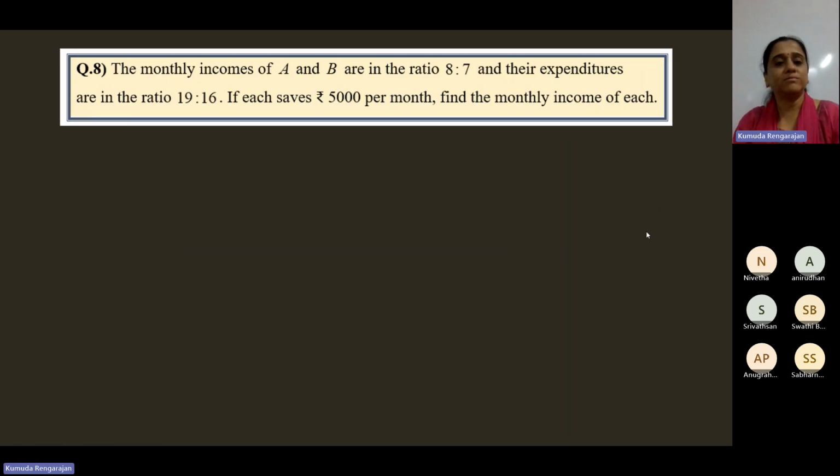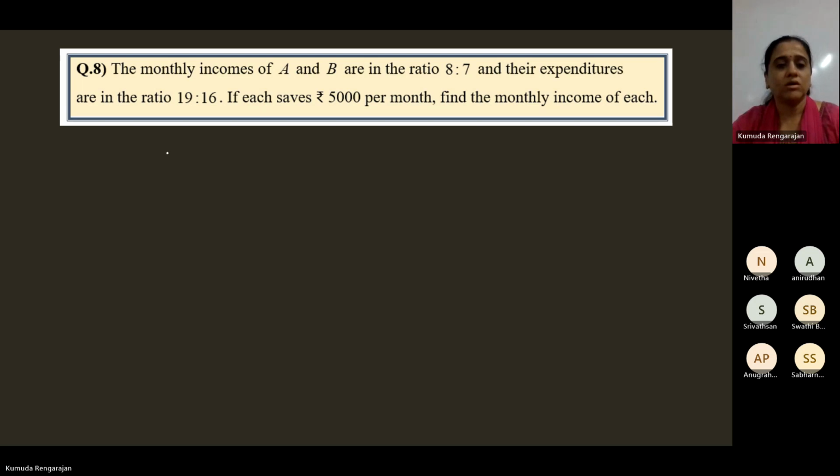The monthly incomes of A and B are in the ratio 8:7. And then expenditures are in the ratio 19:16. If each saves rupees 500 per month, find the monthly income of each.